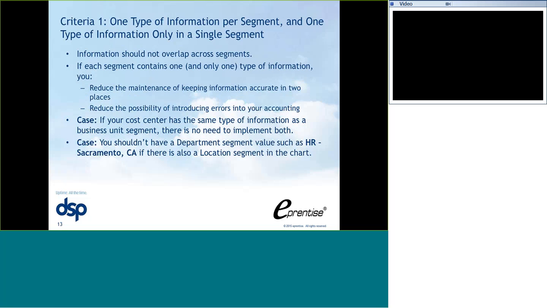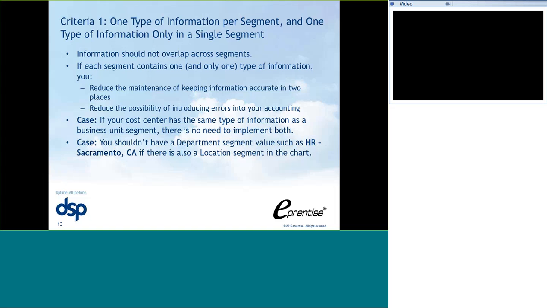So if you have 2 segments in your chart of accounts, cost center segment and business unit segment, and they have the same kind of information, there's no need to have both segments there. Because otherwise you have to then write a cross-validation rule to make sure that those are always the same, or you're going to have cost centers and business units that don't align. And then you only have one type of information in a single segment.